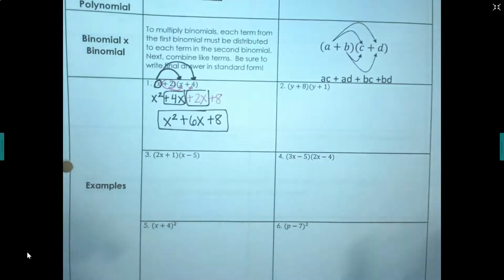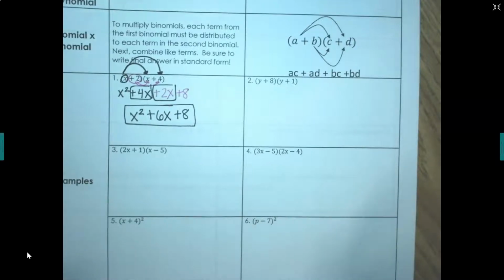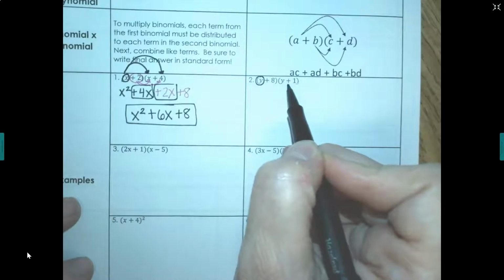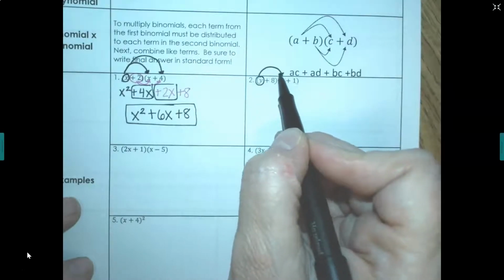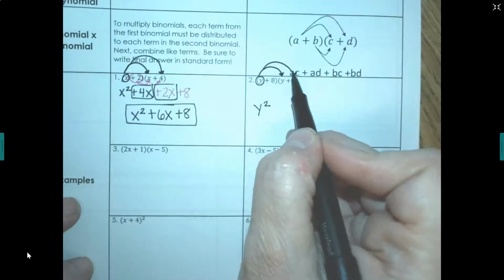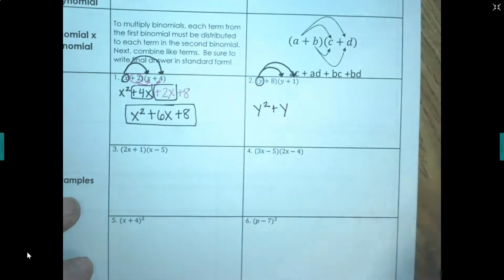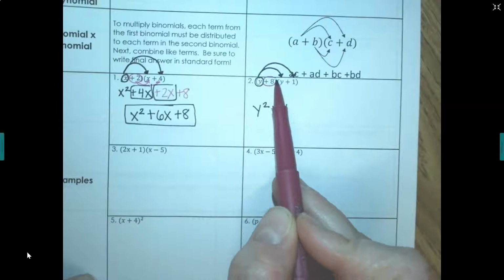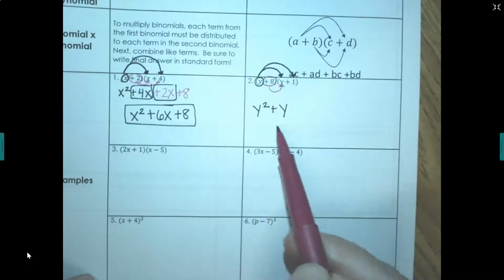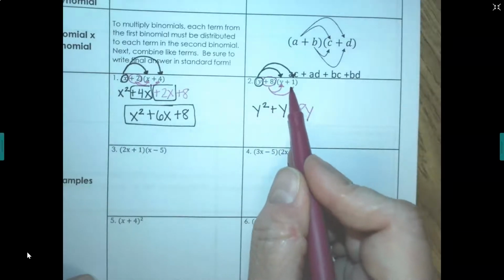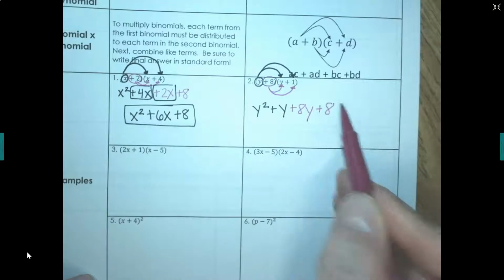All right, let's try it again. Number 2, same idea. Go with the first term, and you want to multiply it to both the terms in the second parenthesis. So I have y times y, which gives me y squared. Then I have y times 1, which will be just y. See, the first term went to both the terms in the second, so you got to go back. This is our second term. It's positive 8. Go and multiply it to each thing. 8 times y is 8y. 8 times positive 1 is 8.